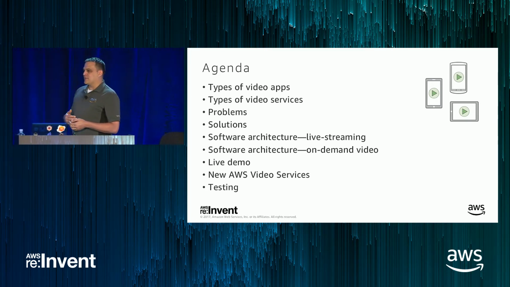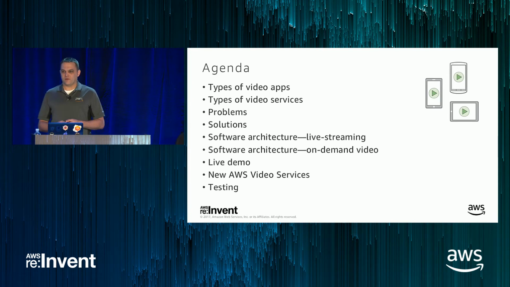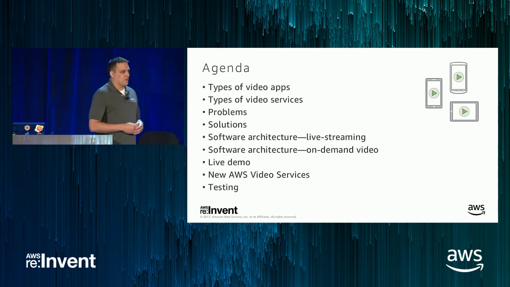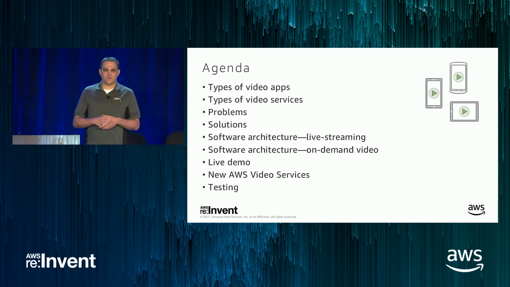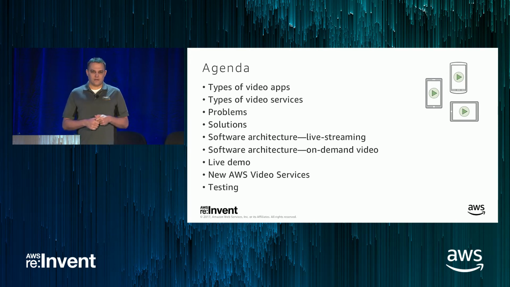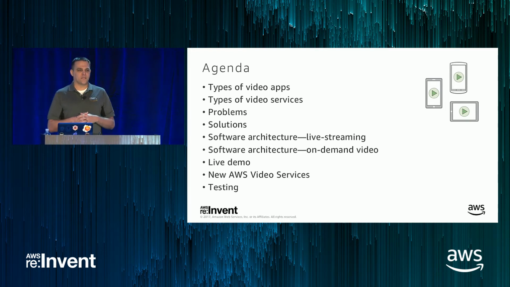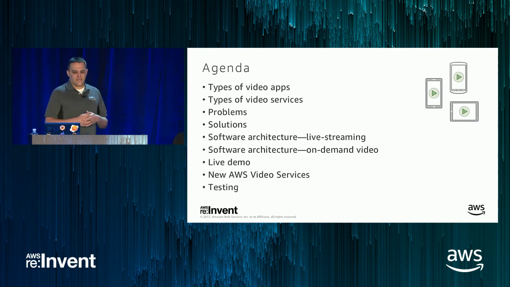And I'm going to talk about some of the solutions that AWS has to offer to solve some of those problems. I'm going to talk about some example software architectures, and I'm going to launch one of those architectures live and integrate it with a mobile app and website. I'm going to talk about some of the new media services that launched this week at reInvent from the AWS Elemental team. And I'm going to talk about testing on AWS Device Farm.